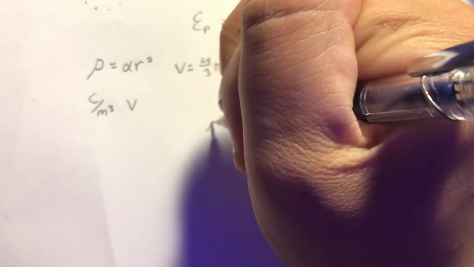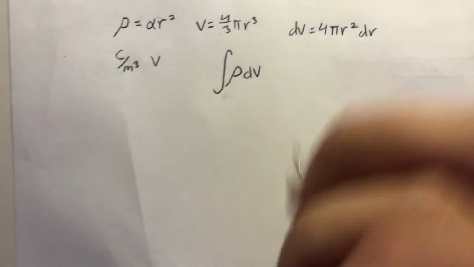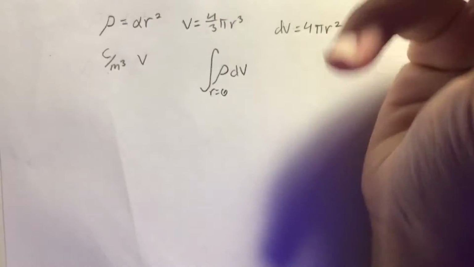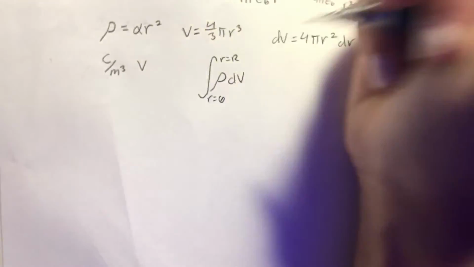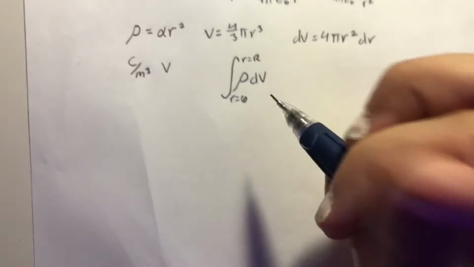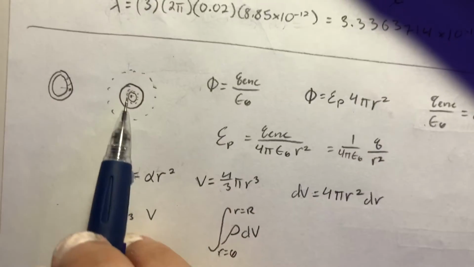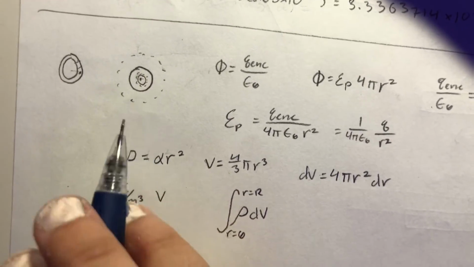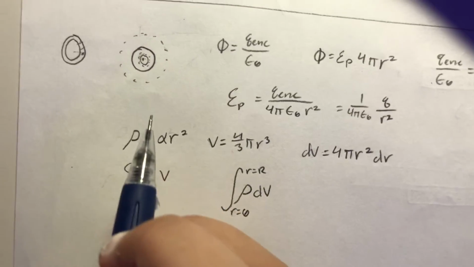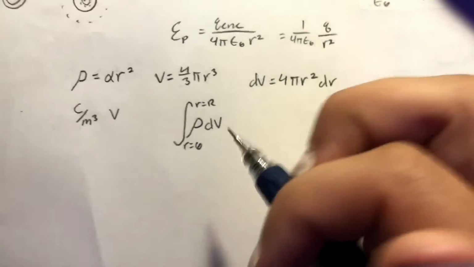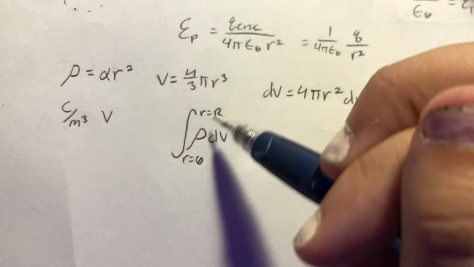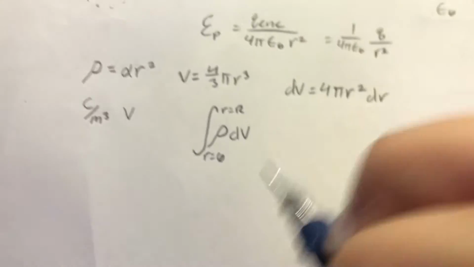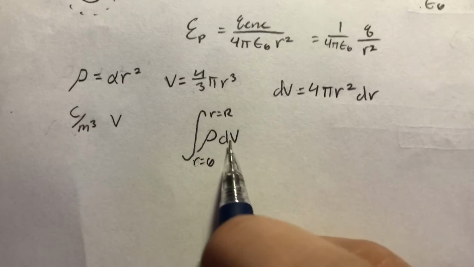Now at every radius r, we're going to multiply our rho, our charge density, times this dV, and sum up all of those different values. We're going to do this from when our radius equals 0 to when our radius equals big R, because that's going to be the total charge of this sphere. Big R is just the radius of the sphere, so that's the most charge we're going to have. So we're integrating from r equals 0 to r equals big R of rho times our change in volume.